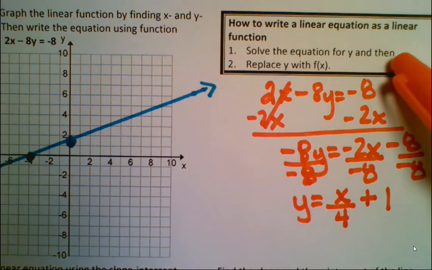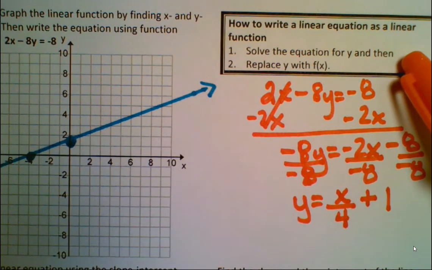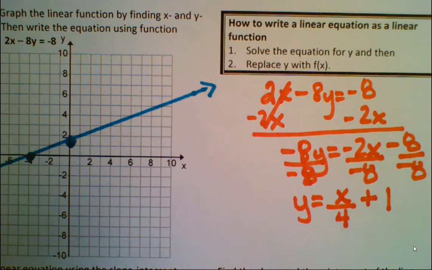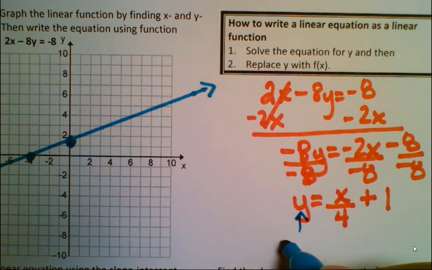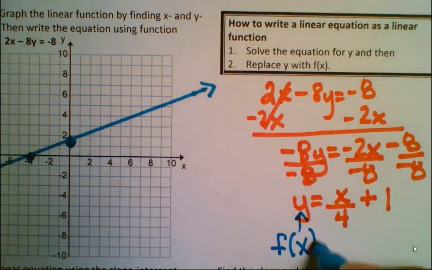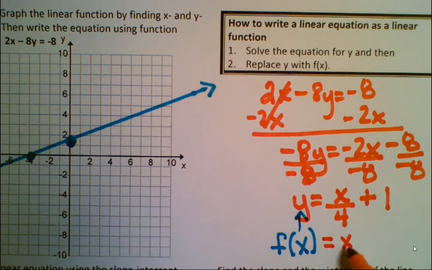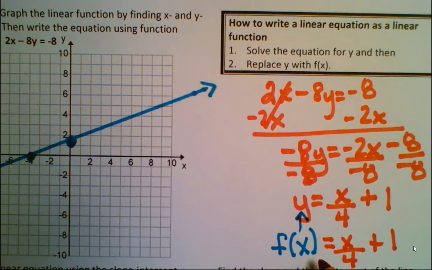So how to write a linear equation as a linear function: solve the equation for y. Then we're going to replace y with f of x. So all we have to do where we see the variable y is replace it with f of x. And then everything else stays the same. So what was a linear equation becomes a linear function just by replacing y with f of x.